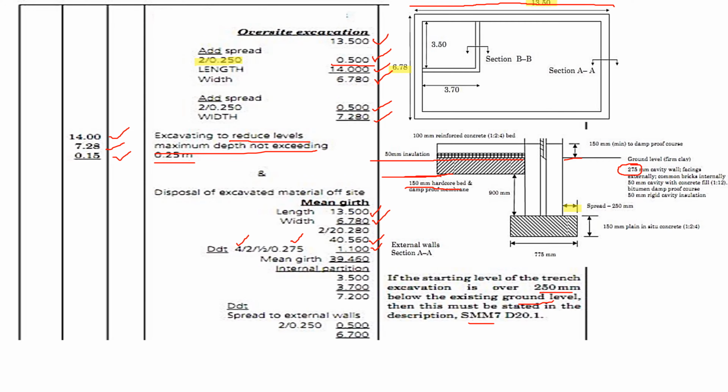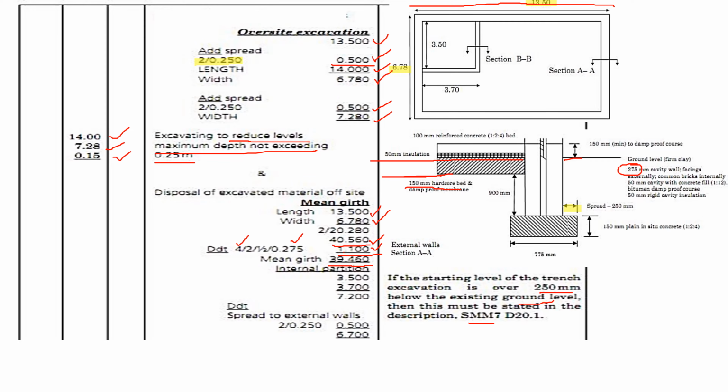So 4 times 0.275, we shall get 1.1. You could ask yourself, what is this 2 times a half? I have done a video which explains how to calculate the mean girth. So if you aren't conversant, kindly find the link in the description box and watch that video, because you need to know how to calculate the center length before knowing how to take off, because you will need this center length when you're taking off. So we shall take the external perimeter, which is 40.560. We deduct 1.100, we get 39.460. So that is the mean girth for the external wall.